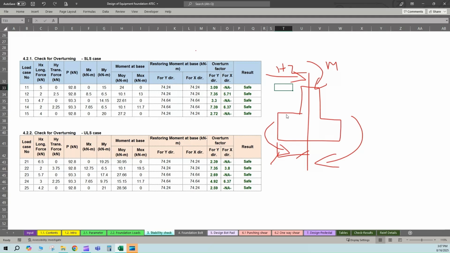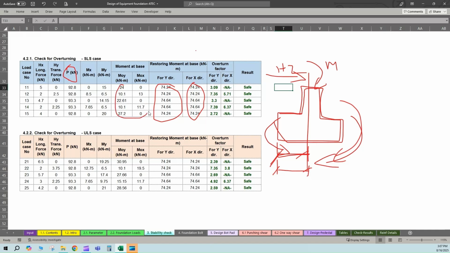How we do this is, we find the total weight of the foundation plus the overburden soil, that is P. The actual bending moment will cause rotation at the toe side of the base slab, so we take this distance multiplied with the vertical load P. We can find the resisting moment capacity in both the x and y directions. We divide this by the actual moment at the base slab, and check whether it passes in line with the EN 1997 factors.